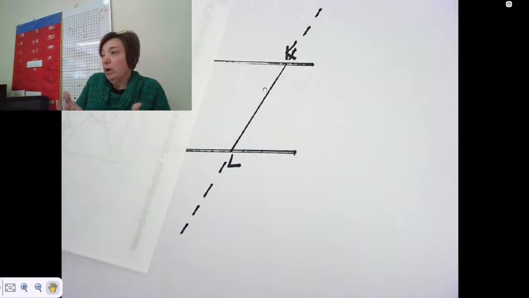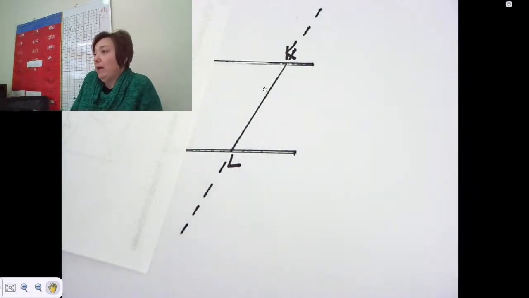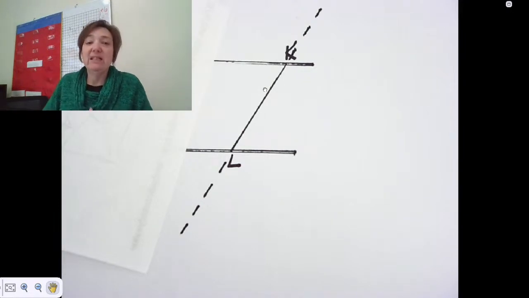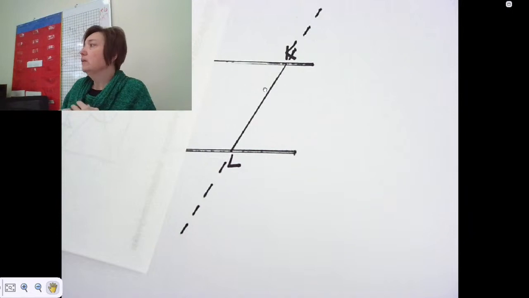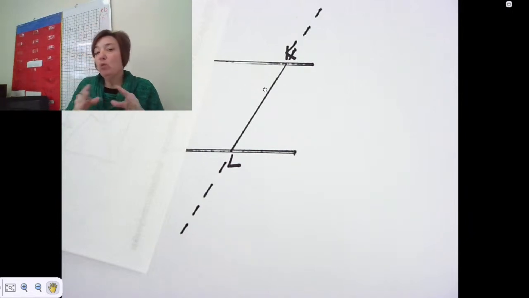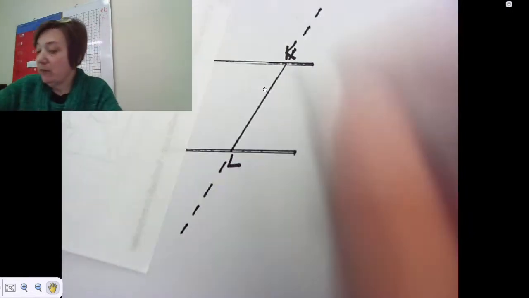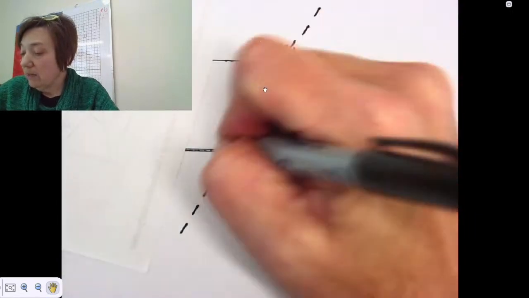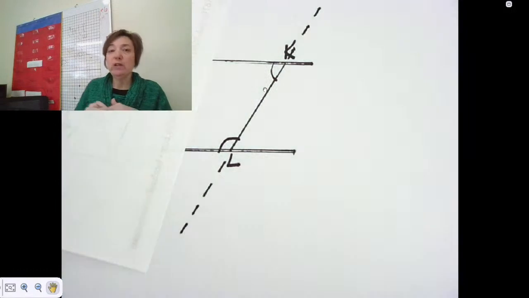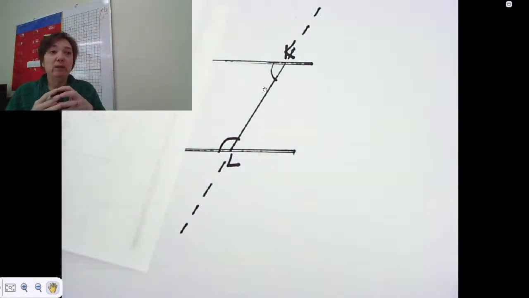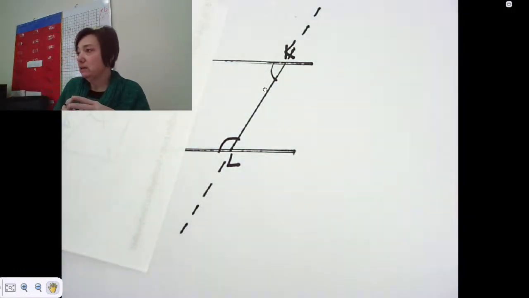Okay, what is there? What do we have? What kind of lines? Parallel lines. And what's that line crossing them called? Transversal. And we know that we're talking about this angle right here and this angle right here. We know they have a relationship. There's something we call that angle pair. Does anybody remember what it is?